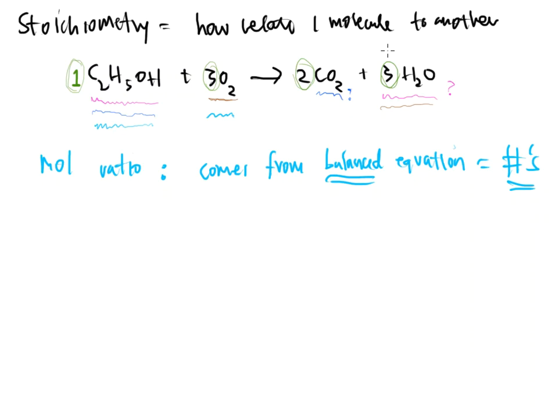That's where the mole ratio is going to come from. Now, let me show you how to use it. The key part to stoichiometry. Let's say, in our first example, that we have 3 moles of C2H5OH. How many moles of H2O could it make?